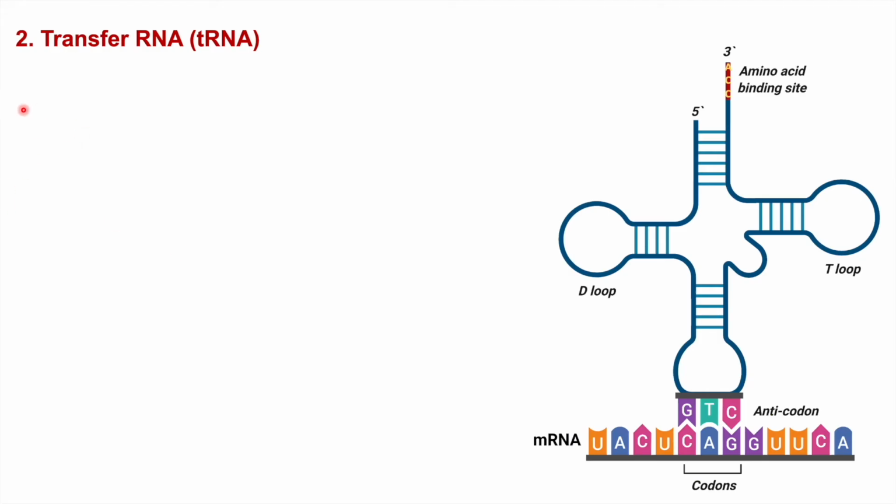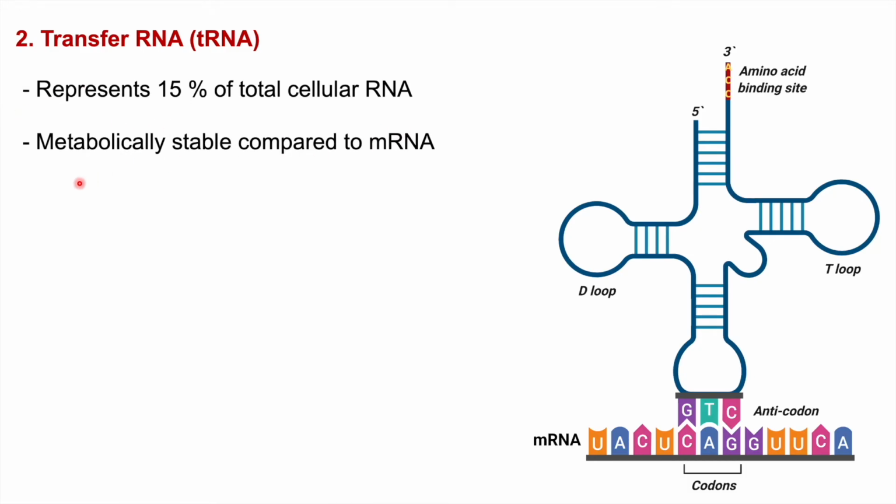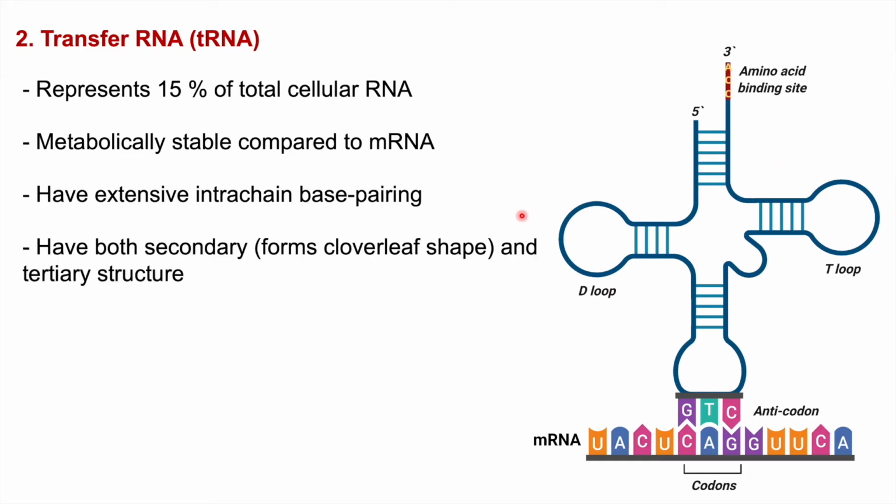Now, the second type of RNA is called transfer RNA. So transfer RNA represents 15% of total cellular RNA, and it is metabolically very stable compared to mRNA. Another important thing to know about transfer RNA is that it is the smallest in size compared to all other RNAs. And it has extensive intra-chain base pairing. Because of this extensive intra-chain base pairing, it forms a structure which looks similar to a clover leaf shape. This is a secondary structure, and this can further form the tertiary structure of the transfer RNA molecule.